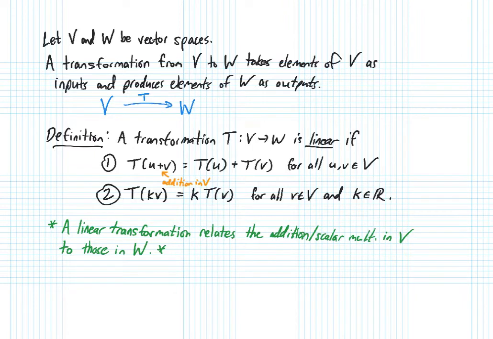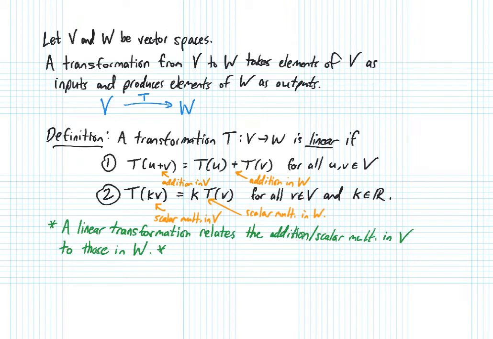And you can see that in the equations because the plus signs are actually different plus signs. On the left side of the equation, the u and the v are vectors in V, and so when you add them together, you're using the addition rule in V. But on the right-hand side, you have T of u and T of v, which are vectors in W.